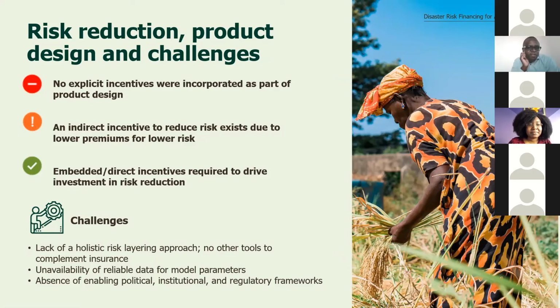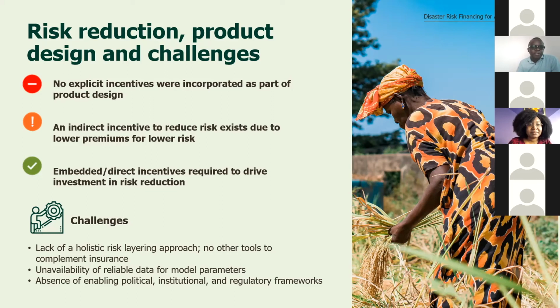So what are the challenges in terms of risk reduction and product design? There are no explicit risk reduction incentives that are part of the product design. It's very difficult to incorporate an explicit incentive, but essentially what we do realize is that if there's risk reduction done by the governments, whether in terms of improving or reducing the vulnerability of the population to agriculture, or by increasing or diversifying the income streams indirectly, that will result in lower premiums, because the less number of people that are vulnerable to drought, the less the potential cost in terms of response to droughts.